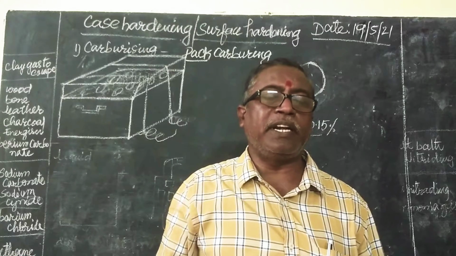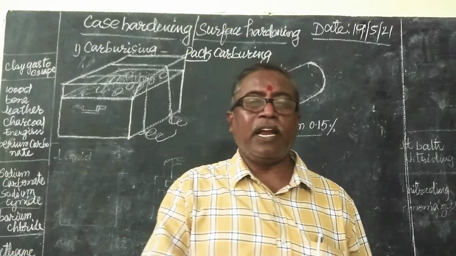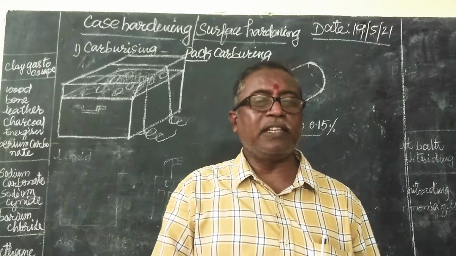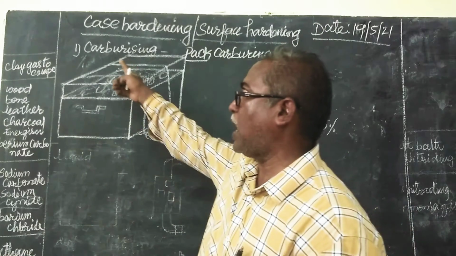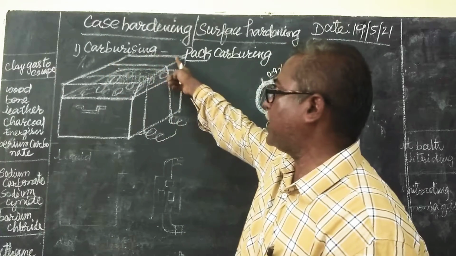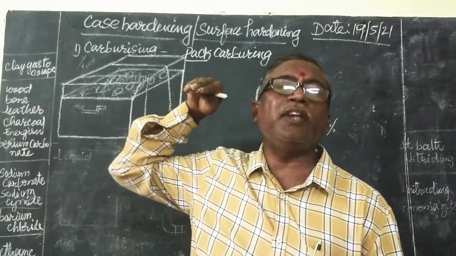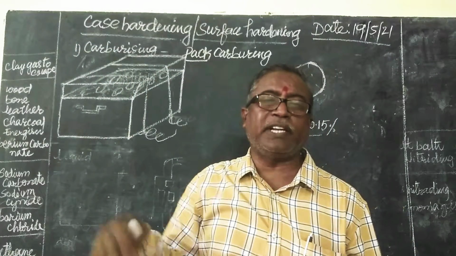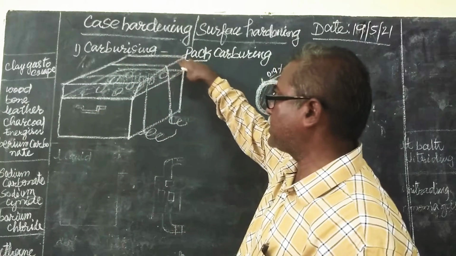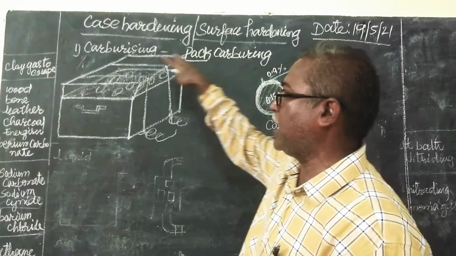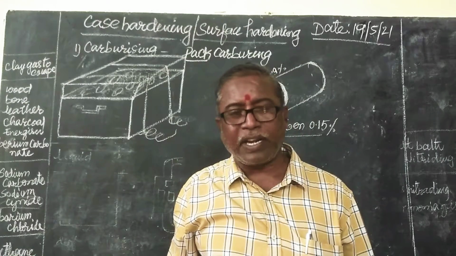Then carbon penetrates into the material and diffuses into the material, and the outer surface becomes hard. That is called case hardening. One method is carburizing. Carburizing means carbon sending into the surface of the metal. In this carburizing, pack carburizing, we are doing pack and doing carburizing. That is pack carburizing.